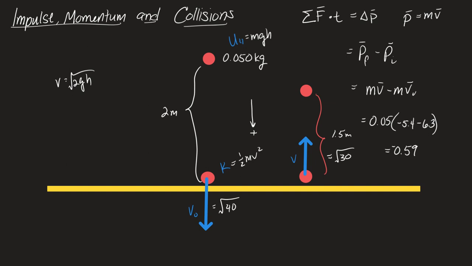Wait, why did we subtract 6.3? It's final minus initial. Right? This minus sign. Oh, okay. Right, it's the difference. Okay. And you made down positive? Yeah, so I had to make the upwards velocity negative.